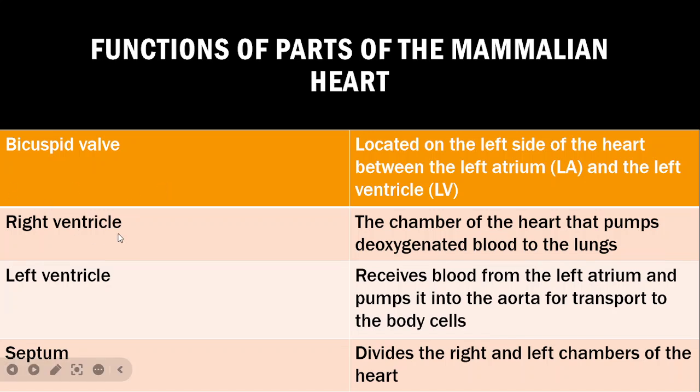Then we have the right ventricle, the chamber of the heart that pumps the deoxygenated blood to the lungs. So this is the right ventricle. It just pumps the deoxygenated blood to the lungs. Then the left ventricle, the one that receives blood from the left atrium, and it pumps it to the aorta for transport to the body cells. So that's the left ventricle.